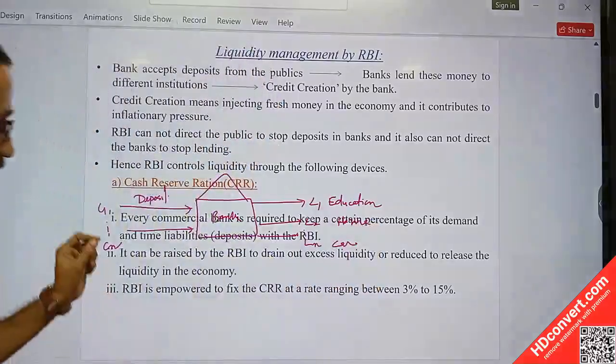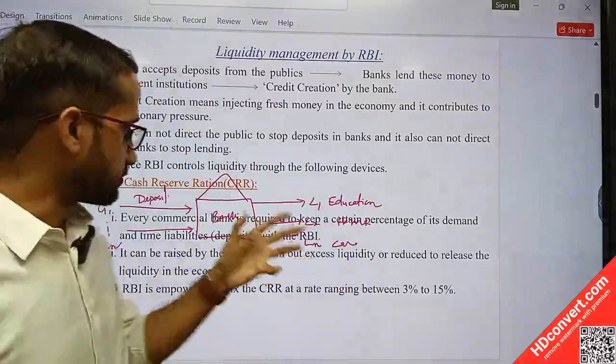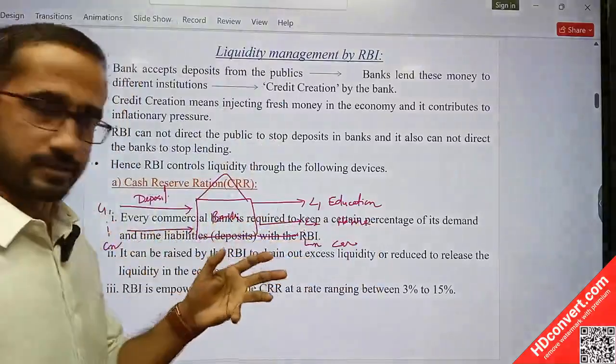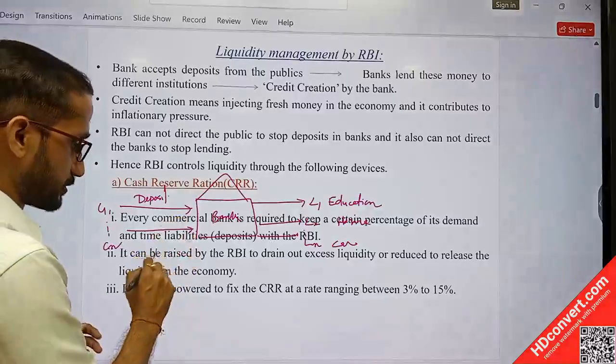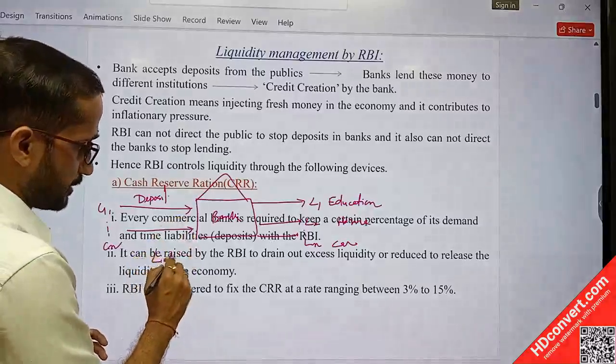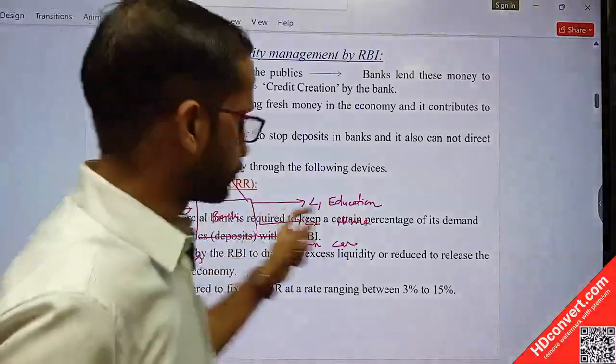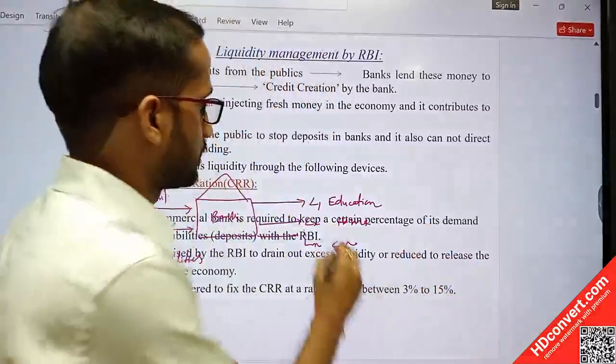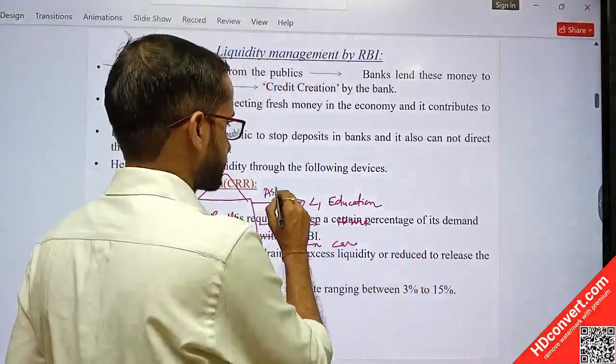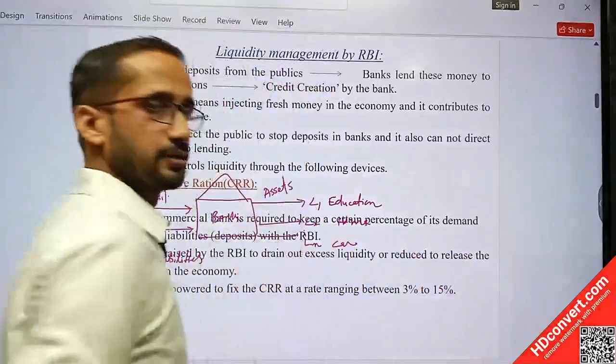Okay, now see, we the customers deposit money. So these are the liabilities of the banks. Okay, so these deposits are the liabilities of the banks. Whereas loans, whatever loans are given by the bank, these are the assets of the bank. These loans are the assets of the bank.